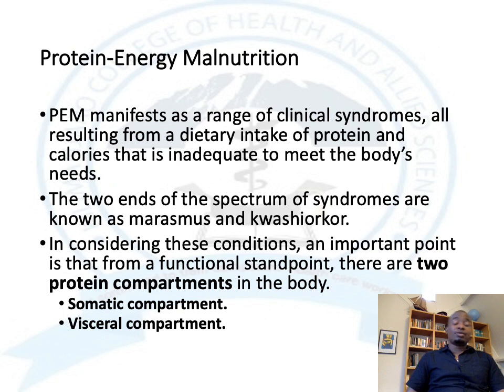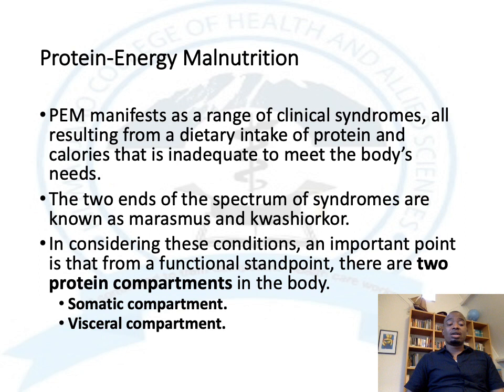So the deficiency of food that we have described is categorized as protein energy malnutrition. Protein energy malnutrition manifests as a range of clinical syndromes, all resulting from dietary intake of protein and calories that is inadequate to meet the body's demand. So here we mean that someone doesn't take enough protein, and doesn't take enough carbohydrate. Therefore, the body is not able to function well because it has a deficiency of those important components.